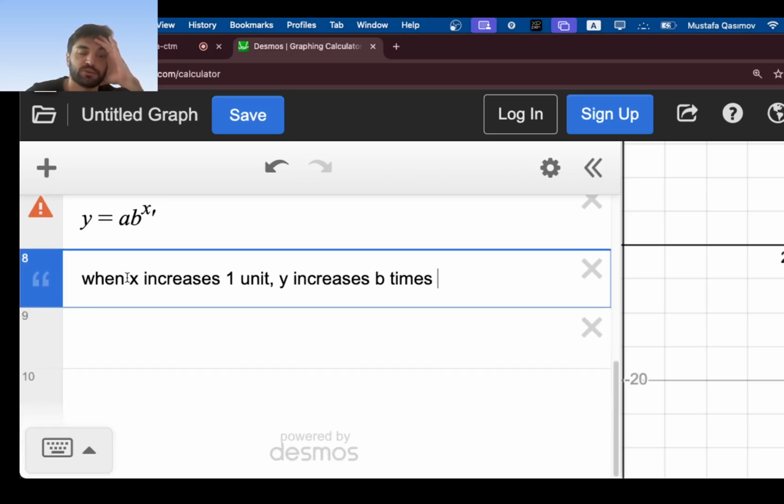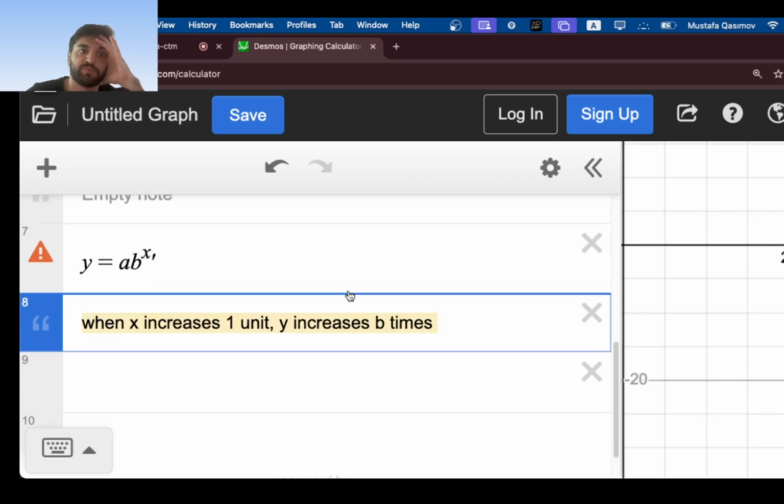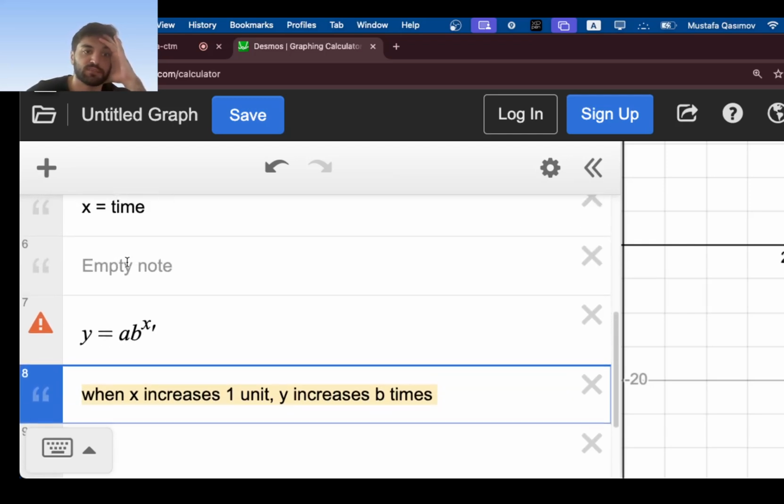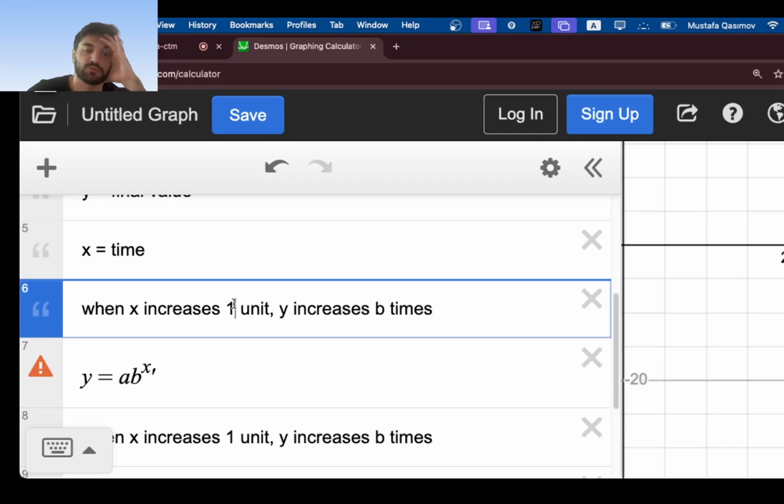Okay, look here. So it is our formula and this is very important. Now let's look at the formula for that one. For this one it will be like this. When x increases by n units instead of 1, y increases by b to the power of n times. It is the most important part here.